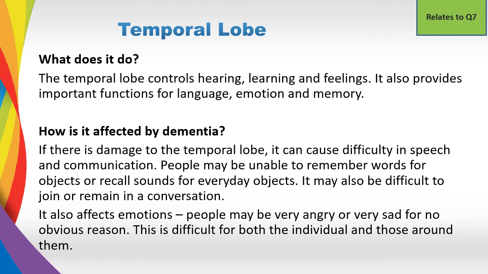If you've got trouble with your speech and communication, it's going to be very difficult to join or remain in a conversation. The temporal lobe can also be affected in terms of emotion, because it controls the functions for emotion. So people can become very angry or very sad for no real obvious reason. It can be difficult when this happens for the individual, but also for those around them, like friends and family members as well.